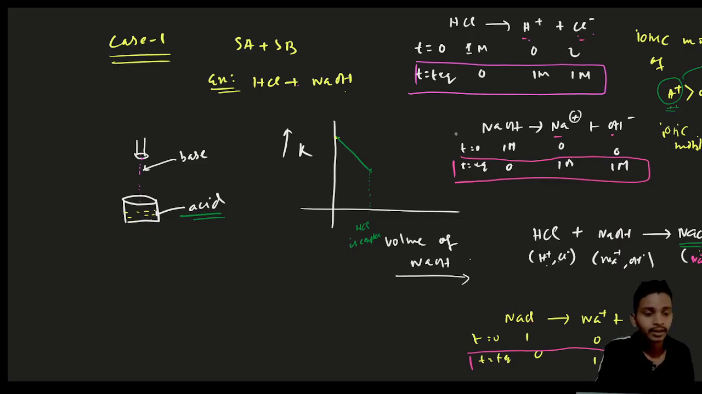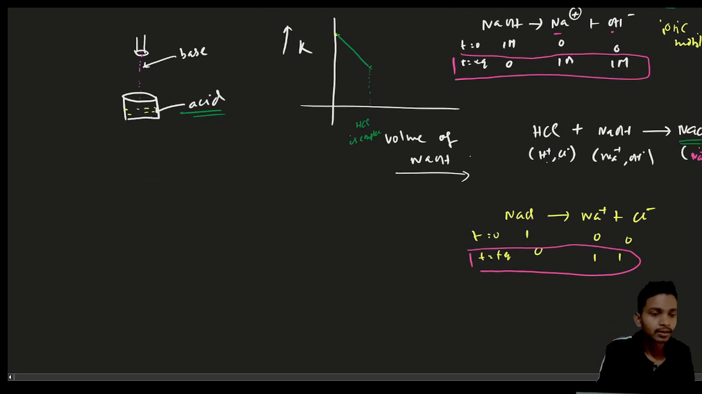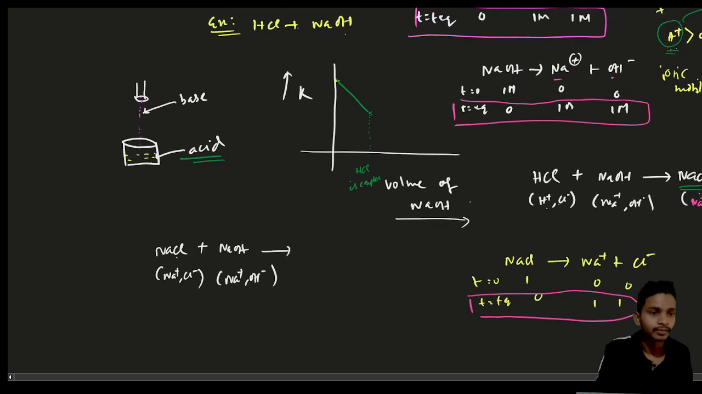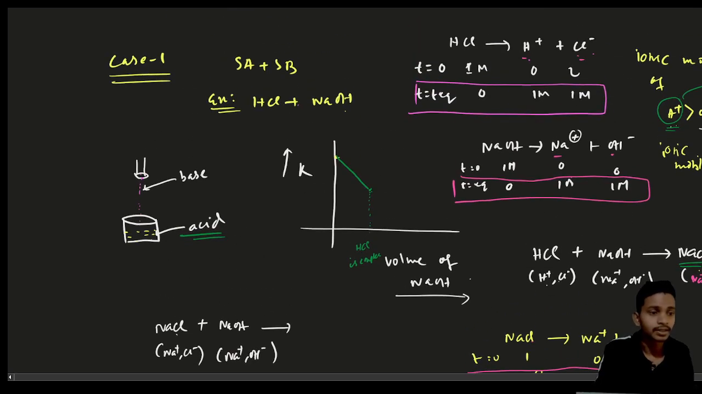Again we are adding, so in the solution now NaCl is there, that means Na plus and Cl minus are there, and we are adding NaOH again. It means this salt and NaOH will not react, but the concentration of OH minus will increase, because this is also a strong electrolyte and completely dissociates. It means the base is increasing in the solution, so OH minus concentration is increasing, and OH minus concentration is more than Na plus.